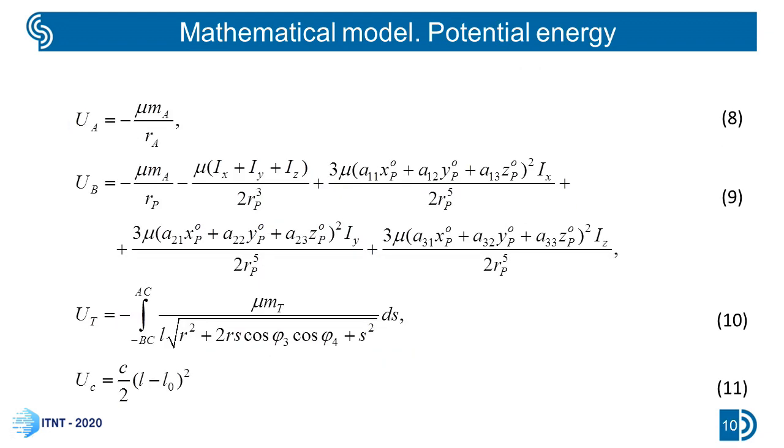Here you can see the potential energy of the satellite as a mass point in the gravitational field, the potential energy of the balloon as an energy of a rigid body in the gravitational field. To calculate the potential energy of the tether, we can find the potential energy of its elementary section and take the integral over the tether length. Here you can see the potential energy of an elastically deformed tether.